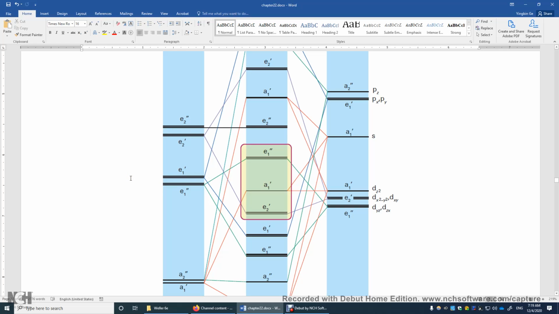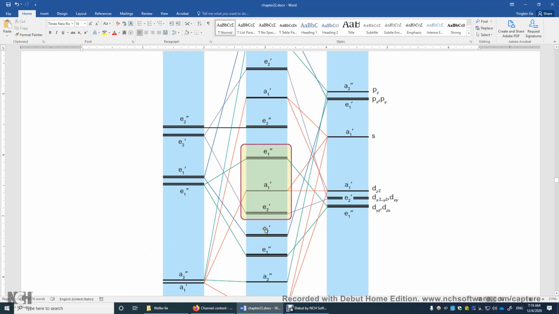Okay, 2 orbitals can interact with each other only if their symmetries match. And the interaction is strong if the 2 orbitals have similar energy. The interaction is weak if the 2 orbitals have quite different energy. All right? So I think there's going to be some mismatch.